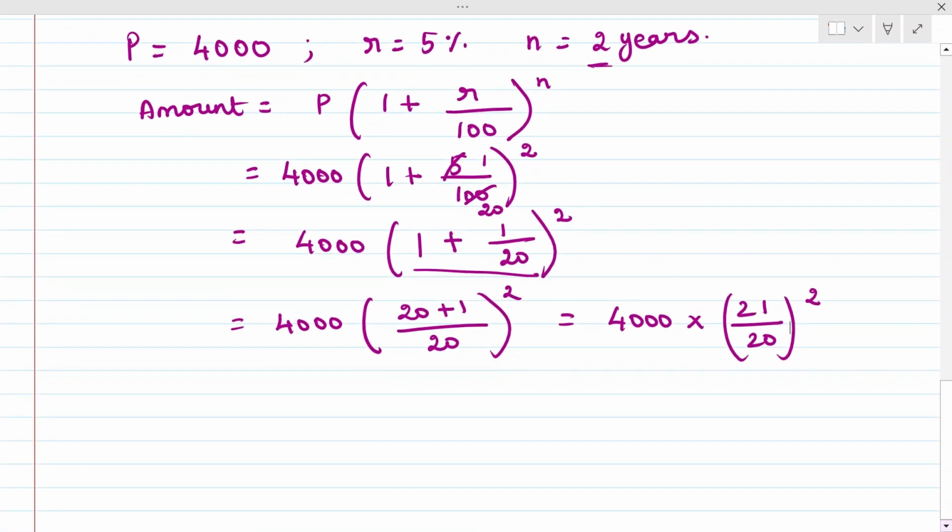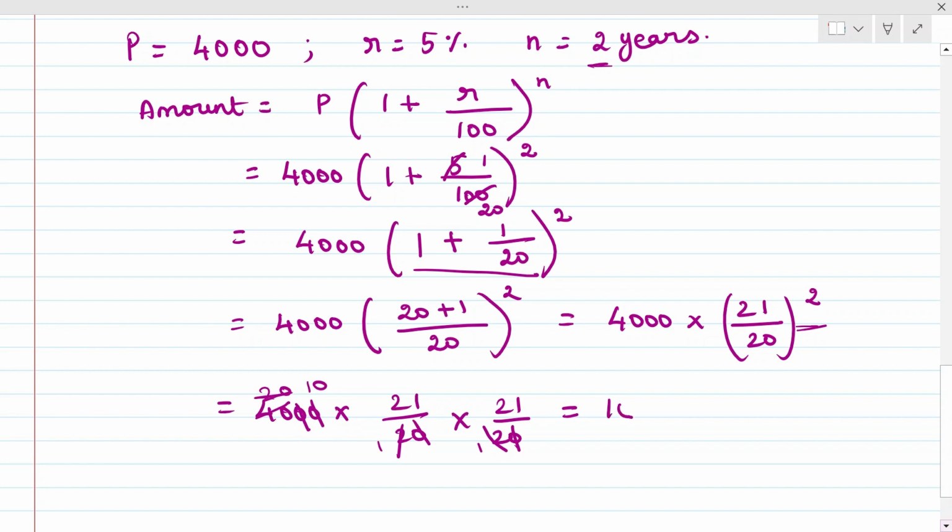As usual, like the last problem, we will do 4000 into 21 by 20 into 21 by 20. We are opening this square value. So these two zeros we can cancel, and then this 2 will be cancelled and this will become 20. And now this will cancel and it will become 10. So whatever we are remaining with is 10 into 21 into 21.